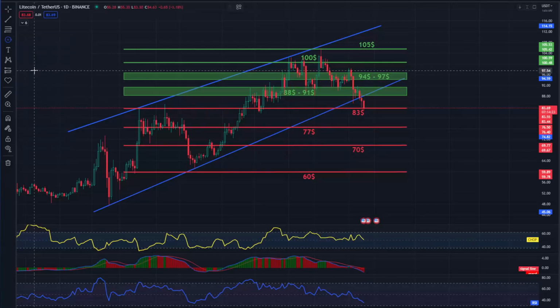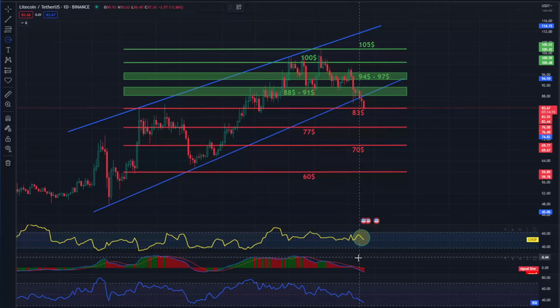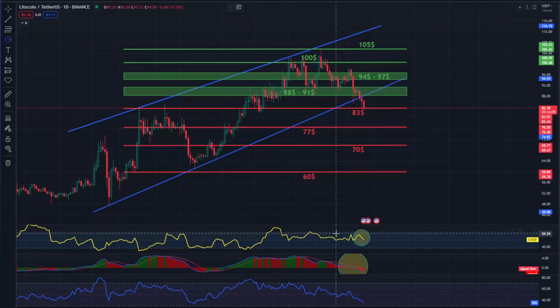Please look at the CHOP index, which indicates that there is some energy left for further movement. The MACD indicates that we are moving in a downtrend, while the RSI has a rebound and we are approaching the lower limit of the range.